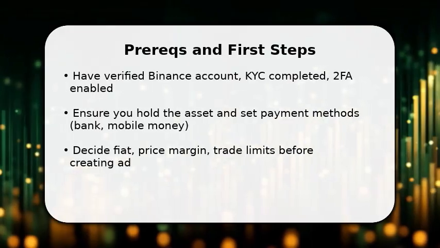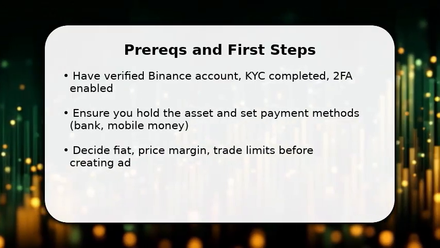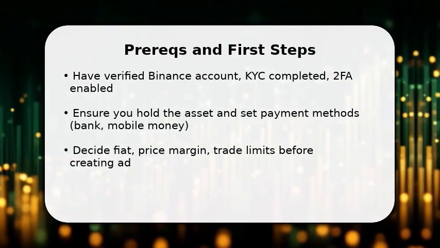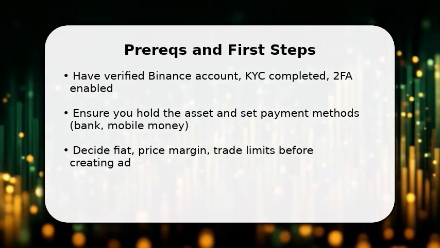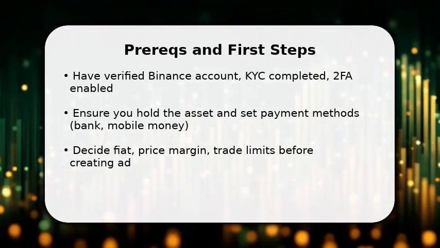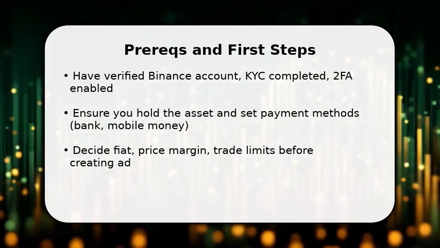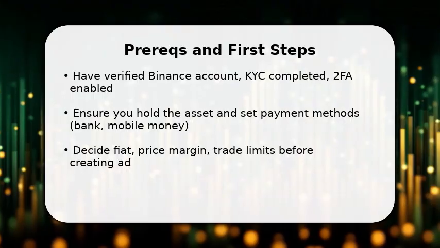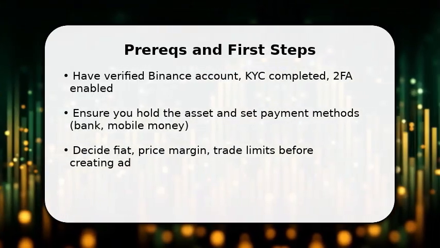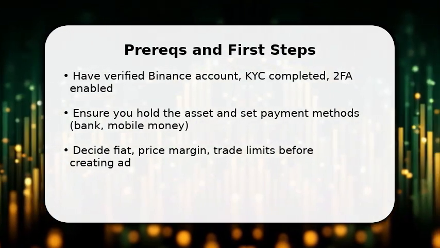You start by confirming prerequisites: completed KYC, 2FA, and available crypto balance to back your ad. Next, open the Binance app or web, navigate to P2P, and tap Create Ad. Choose Sell or Buy, select the exact crypto and fiat, then set price type, fixed or floating, and a competitive margin. Once done, make sure your payment methods are active and verified so trades clear quickly. This prevents cancellations and builds trust, because sellers with locked funds get prioritized in search.